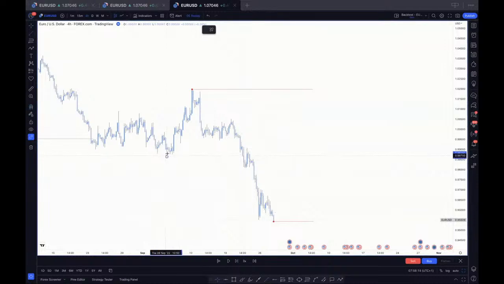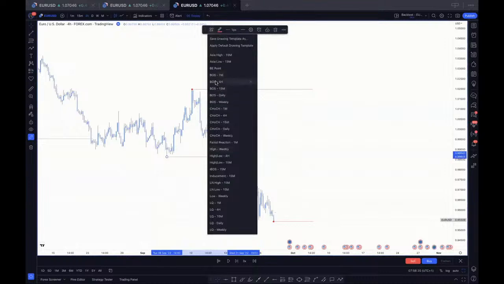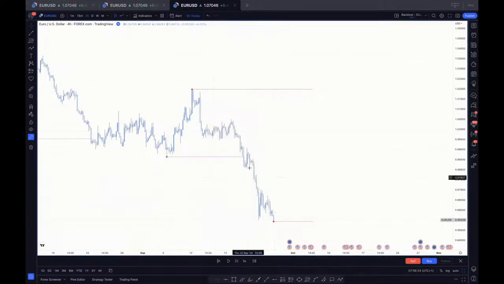Now I'm also going to draw from this previous low. This was the break of structure, right? So I'm also going to draw a line and then choose my break of structure tool here, 4 hours, so you can see that. Now, this is our structure basically.